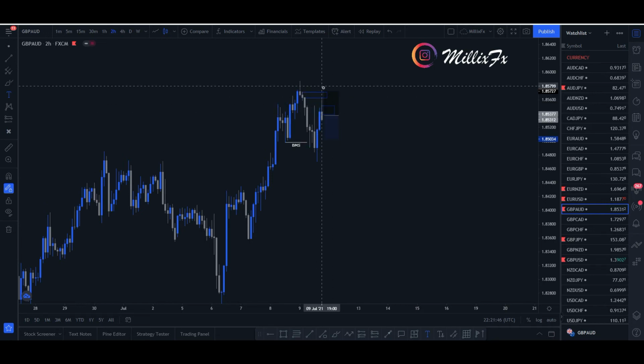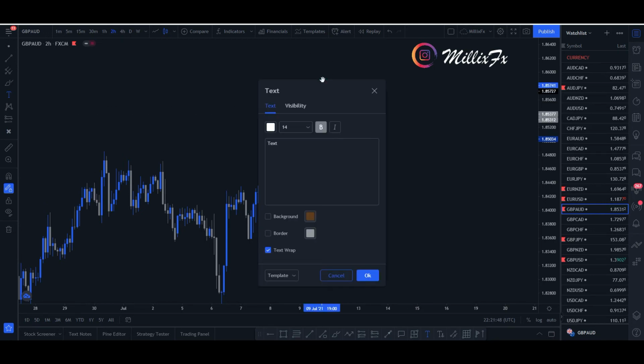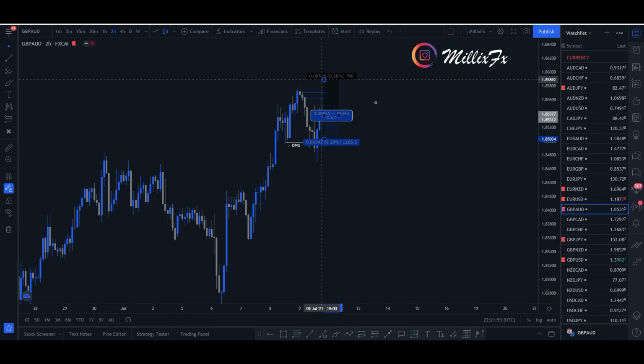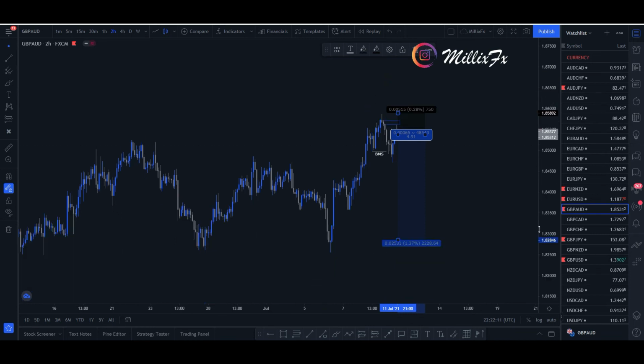Some people too will leave their entry around 50 pips, just right above this, and their first target should be this order block right here, which is 1 to 2. Then the second will be this, and then overall will now be.